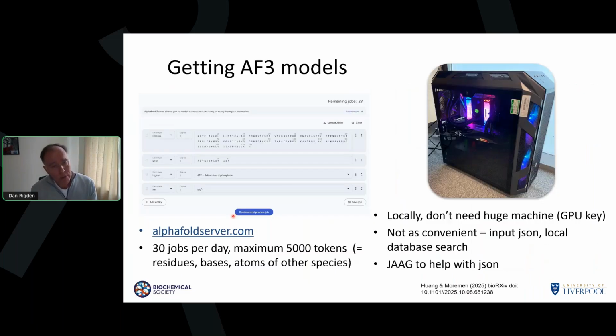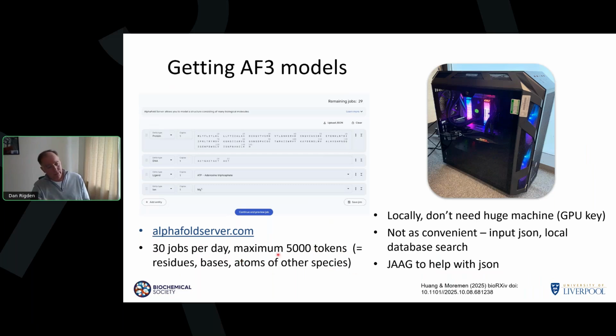Okay, so how do you get AlphaFold 3 models? Well, the easy way is to take advantage of Google DeepMind's generous server here, alphafoldserver.com. You can run 30 jobs a day. These jobs can be very big. So 5,000 tokens. A token here means either a residue or a base. So 5,000 residues is an absolutely huge system. So this will likely cope with even large systems that you're interested in.